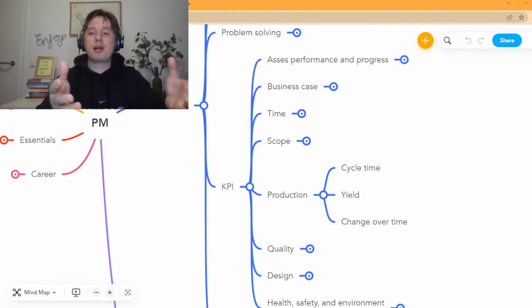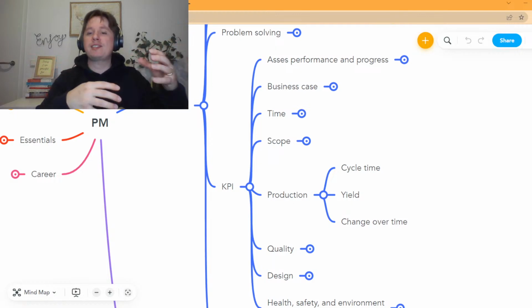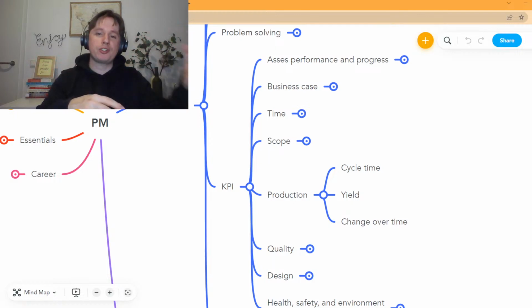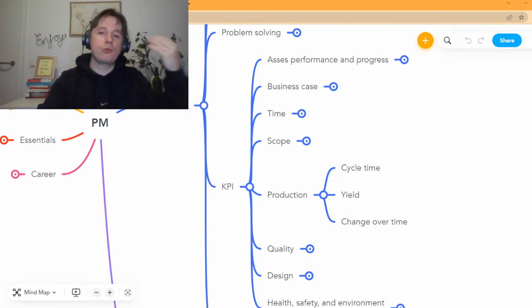One other important KPI might be changeover, because if you have a product mix, how fast you can change your production line from one product to another will also affect your capacity. If it affects your capacity, that for sure will affect your business case. That might affect your time, or your time to market, or even your lead time there.